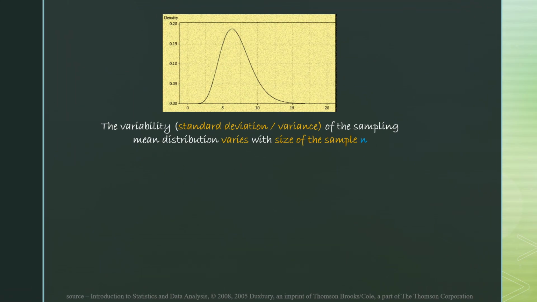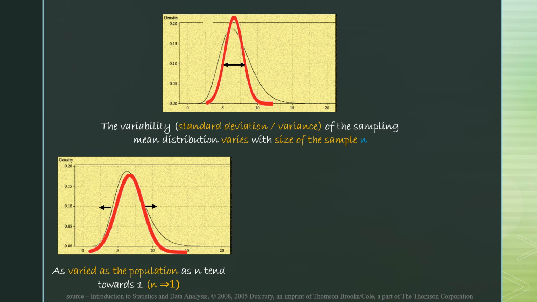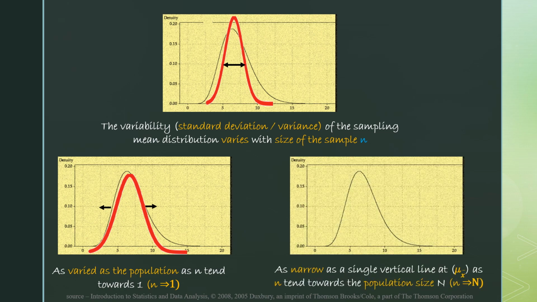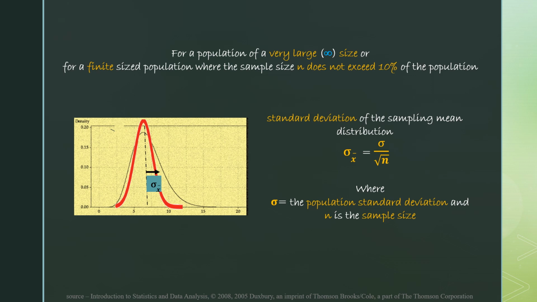The variability, that is, the standard deviation or variance of the sampling mean distribution varies with the size of the sample n. It is as varied as the population as n tends towards 1, and as narrow as a single vertical line at mu of x bar as n tends towards the population size N. For a population of very large size, that is infinite size, or for a finite sized population where the sample size n does not exceed 10% of the population, the standard deviation of the sampling mean distribution can be expressed as sigma of x bar equals sigma divided by square root of n, where sigma equals the population standard deviation and n is the sample size.